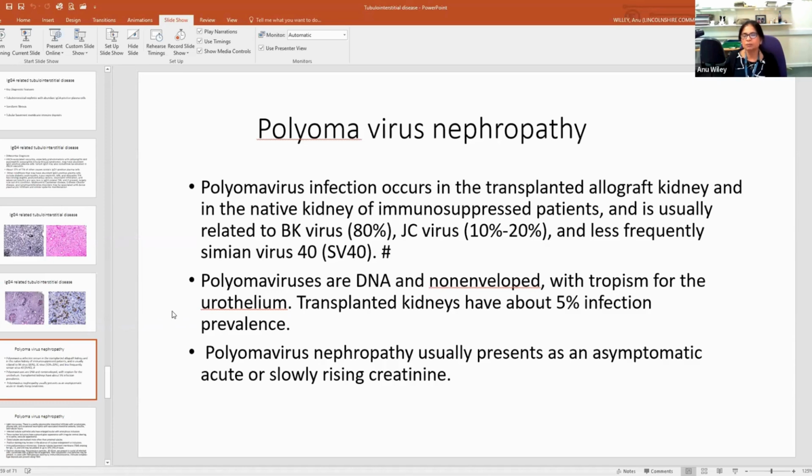We automatically do a BK virus or polyomavirus stain on every transplant biopsy to make sure that we are not missing it. Polyomavirus infection occurs mainly in transplant allograft kidneys and in native kidneys of immunosuppressed patients. It is related to BK virus in 80%, JC virus in 10 to 20%, and SV40 in a few cases. Almost 5% of transplanted kidneys could have polyomavirus, and patients can be asymptomatic or can have acute or slowly deteriorating renal function.